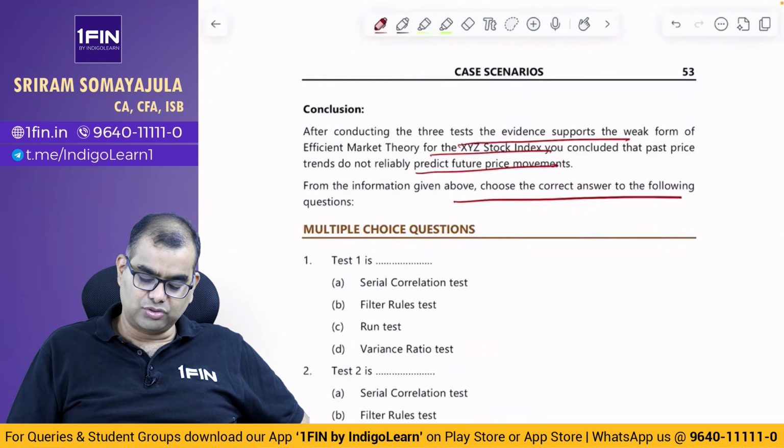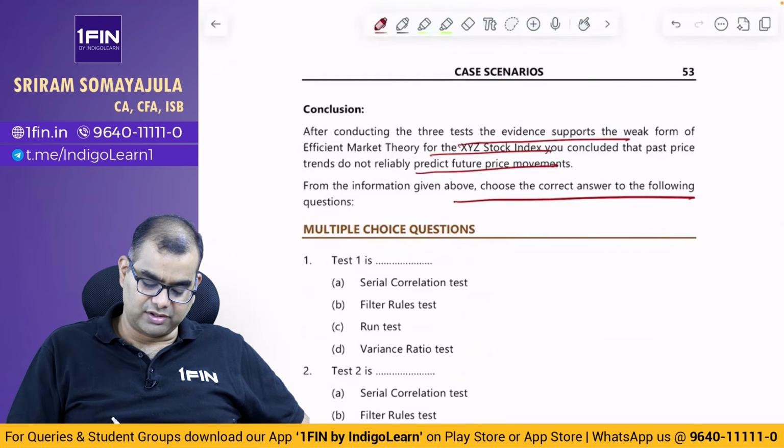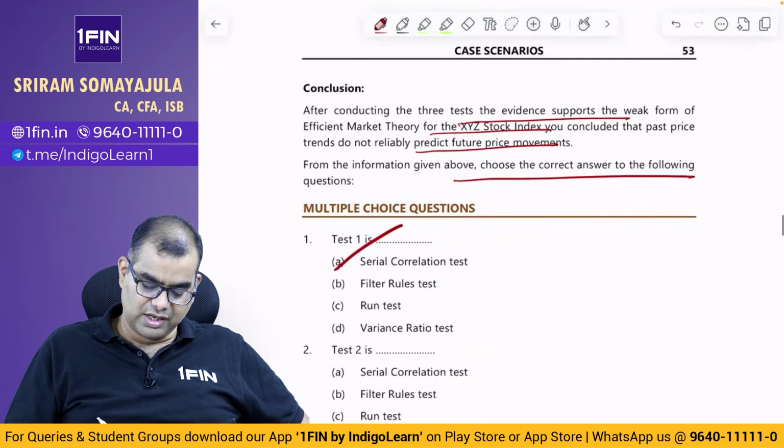From the information given above, choose the correct answer to the following. Test number 1 is the serial correlation test. Test number 2 is the run test. Test number 3 is the filter rule test.